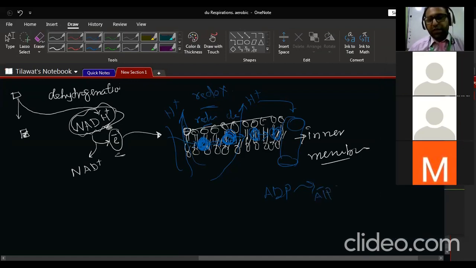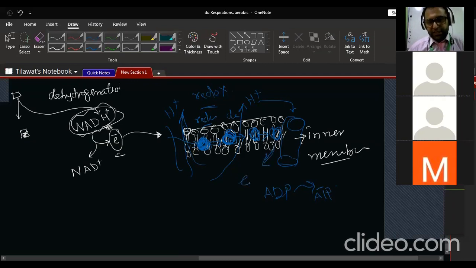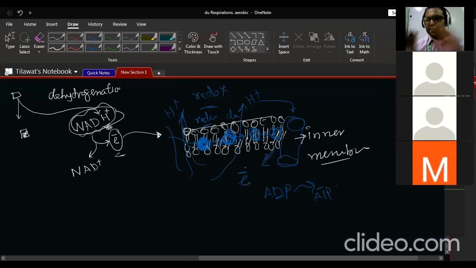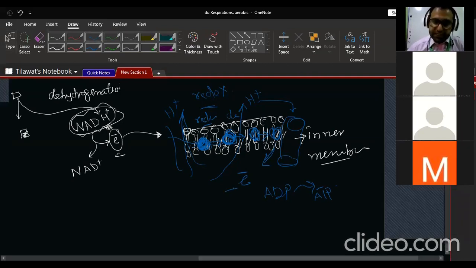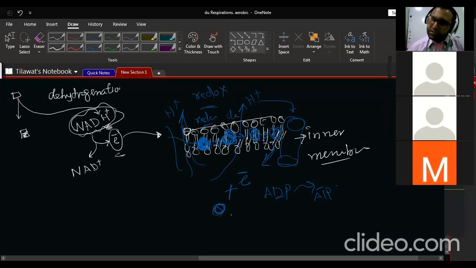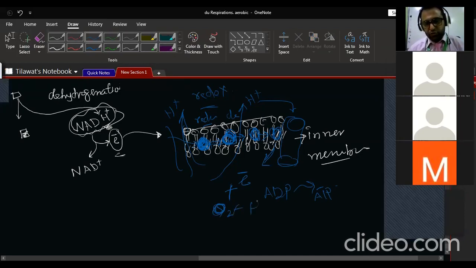Now, what will happen with this electron at the end? Remember it. Where will this electron go? Please give me a response. What will happen with this electron? React with the... Very good, correct. React with the final electron acceptor, which will be oxygen. What was your answer, please? Oxygen will take that. It will catch plus hydrogen. So oxygen plus hydrogen, right?